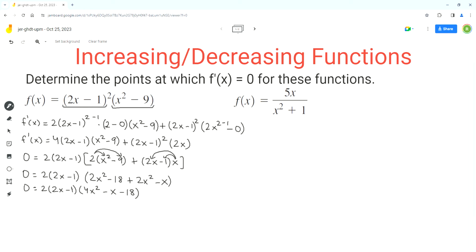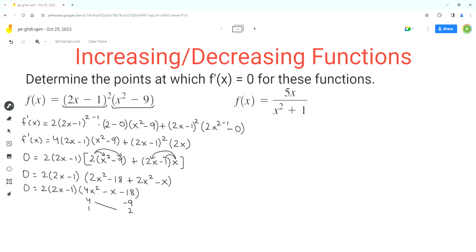Now we have to factor this trinomial. This is a complex trinomial, so we can use the crisscross method or the decomposition method to factor it. I can show you the crisscross method. Here we can write the factors for 4. The factors of 4 will be 4 and 1. And for negative 18, we can do negative 9 and 2. The idea is to get a sum of negative 1.